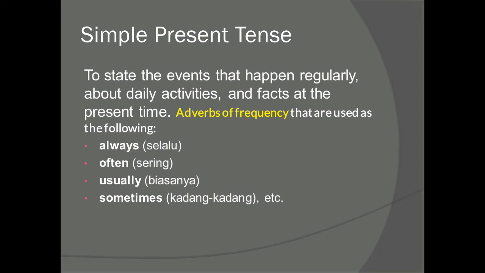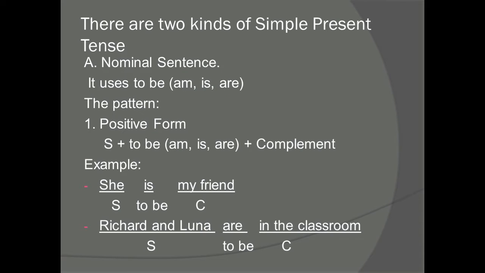Simple present tense is used to state events that happen regularly, such as daily activities, and facts at the present time. Adverbs of frequency that are used are as follows: always, often, usually, sometimes, etc. There are two kinds of simple present tense. A nominal sentence uses to be: is, are. The pattern.